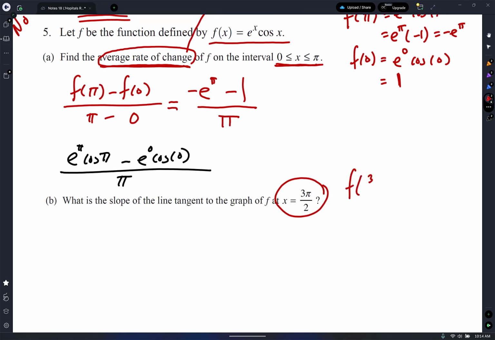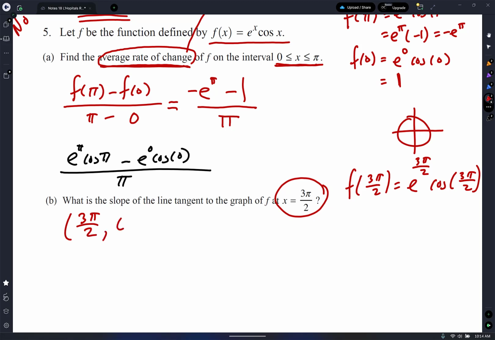So f of 3 pi over 2 equals e to the 3 pi over 2. We don't know what that is. Leave it alone. Cosine of 3 pi over 2 is 0, and 0 times anything is always 0. So my point is 3 pi over 2, comma 0. Are we okay? Next, I need to take a derivative.